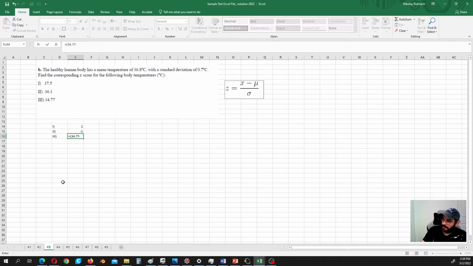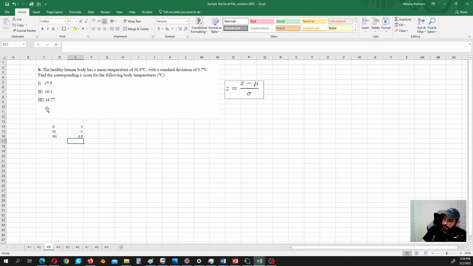34.77 minus 36.8 divided by 0.7. So in this case, we are 2.9 standard deviations below the average. And as you remember from the empirical rule, if we're two standard deviations below the average, then that's not something normal. And if we're almost three standard deviations below the average, obviously something is wrong. So this number is a significant outlier.